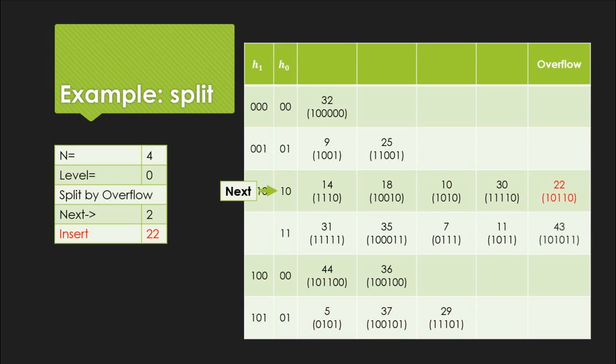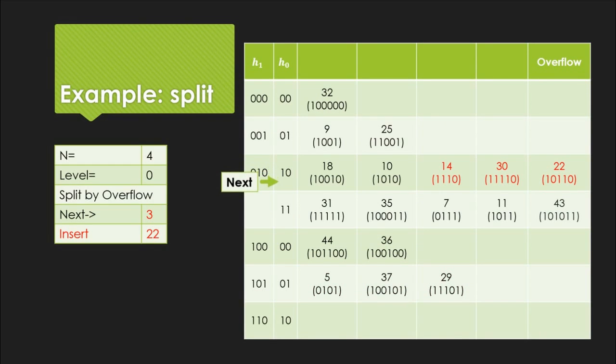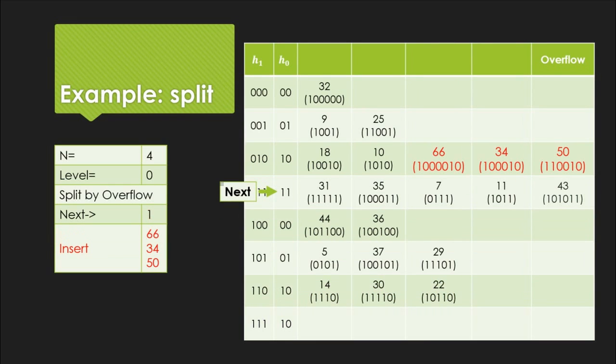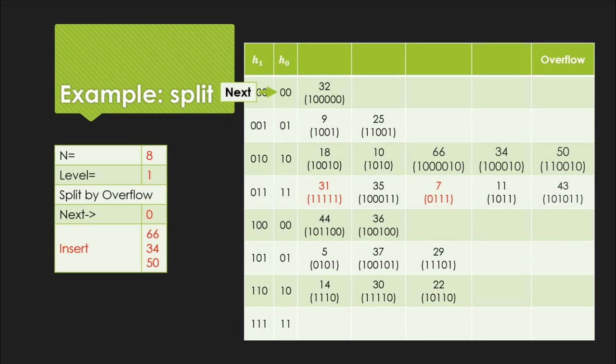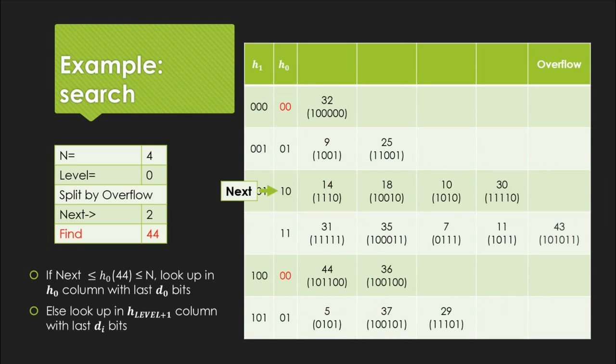Here is more example insertion that triggers splits. We now want to insert 66, 34, and 50. When we try to increment next, we notice that it went back to 0. This is because we have now completed a cycle, and every initial bucket has been split once. We will now need to update N to 8 and increment level to level 1. Notice the number of current buckets is always double the number of buckets on the previous level. And we need to relocate the entries in the buckets.